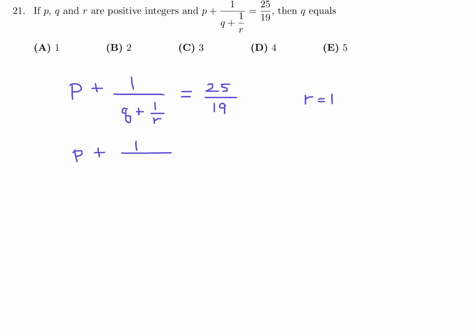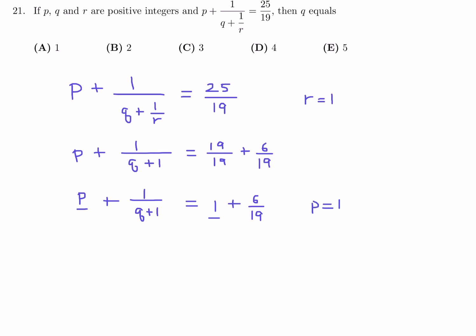That gives me 1 over q plus 1. And 25 over 19 can be split into 19 over 19 plus 6 over 19, right? So this basically becomes 1 plus 6 over 19. And that's p plus 1 over q plus 1. Now let's see if this gives me integer solutions. The p looks like it matches pretty well with that 1, so I'll let p equal 1, and therefore those disappear. That leaves me with 1 over q plus 1 is equal to 6 over 19.